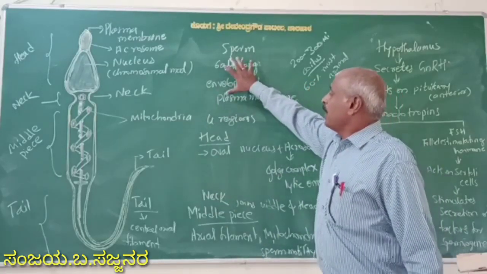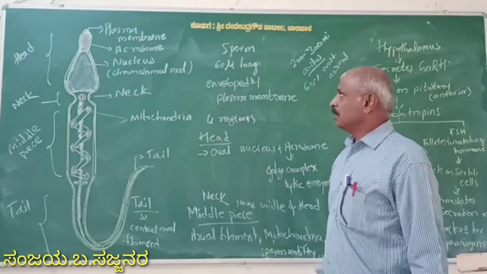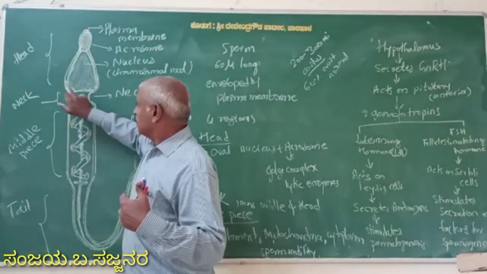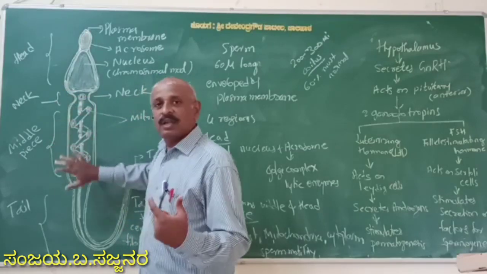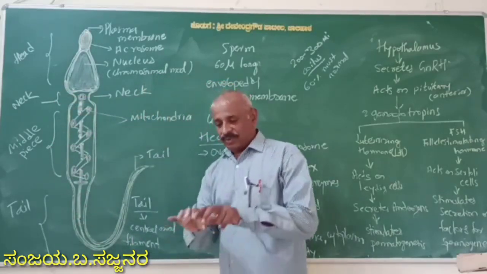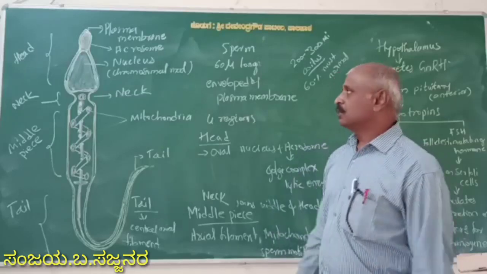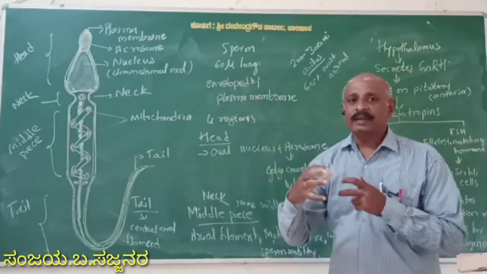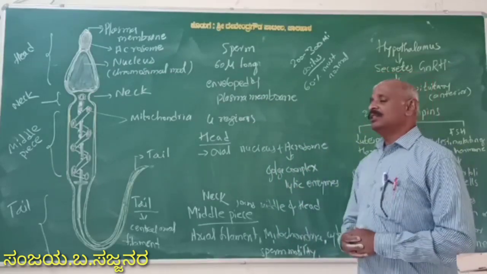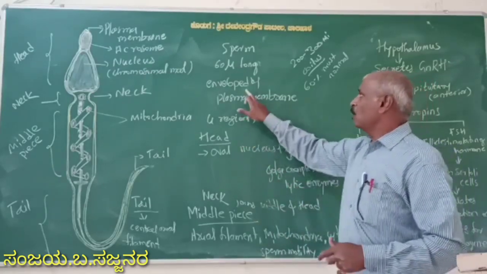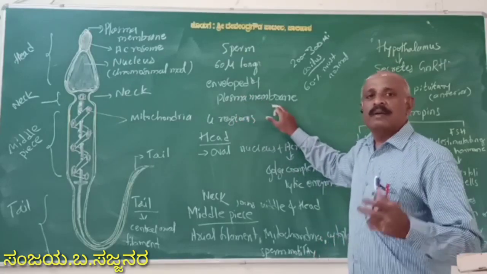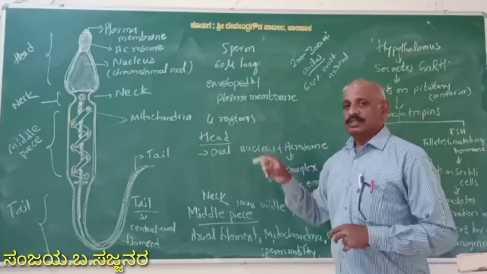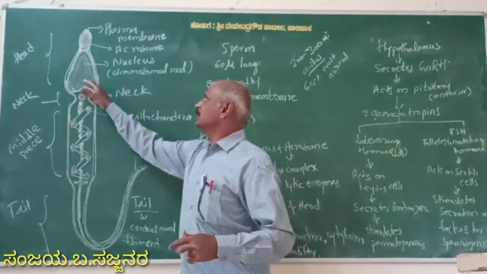Sperm is going to be having the 4 regions. You observe here, you are seeing the head, the neck region, middle piece, and the tail region. We divide it into 4 parts. Usually the length of the sperm is 60 micron long and the sperm is enveloped by the plasma membrane. As you know already, it is having 4 regions. I will start with the head.